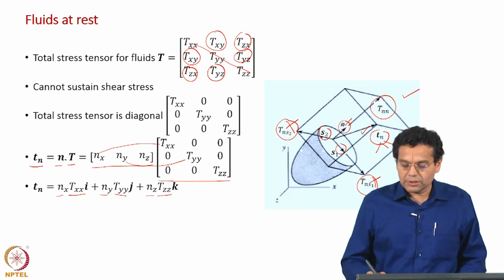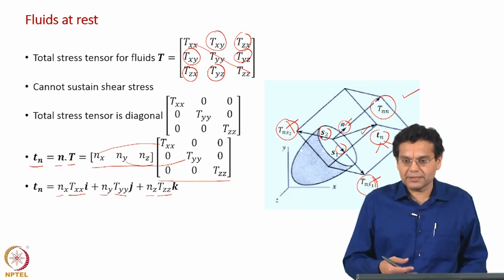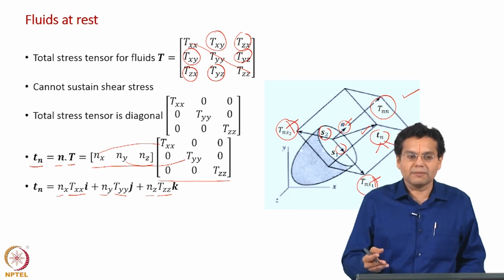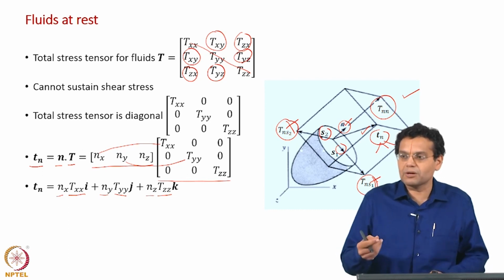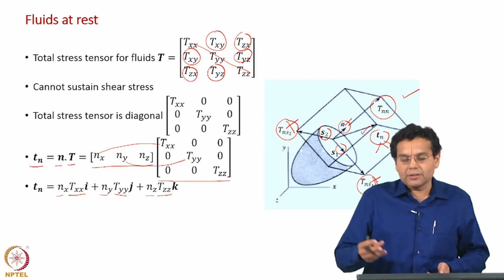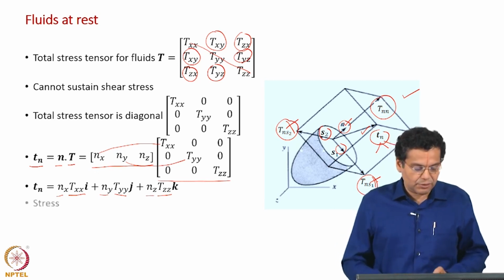Now, suppose these shear stresses are absent, which is the present case, then what will happen? The stress vector will be parallel to the normal vector. There are no shear stress components at all, only one component, and that will be parallel to the n vector. That is what we are going to state now.